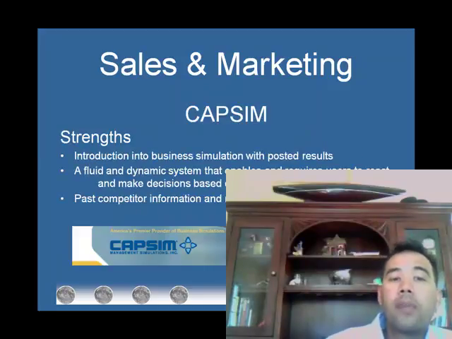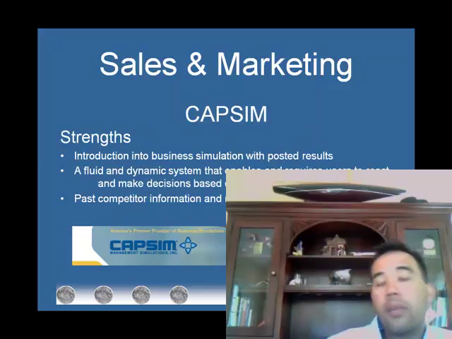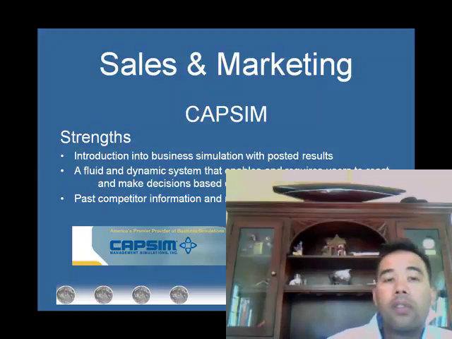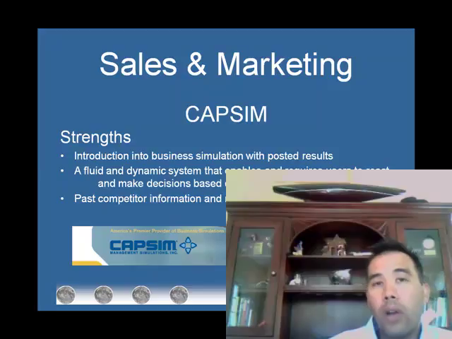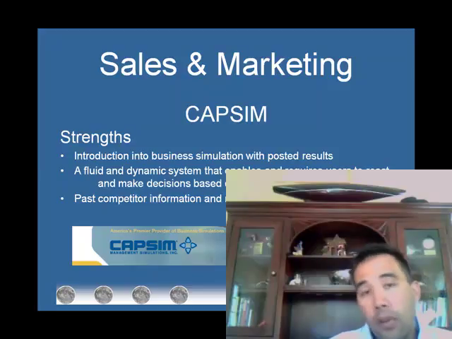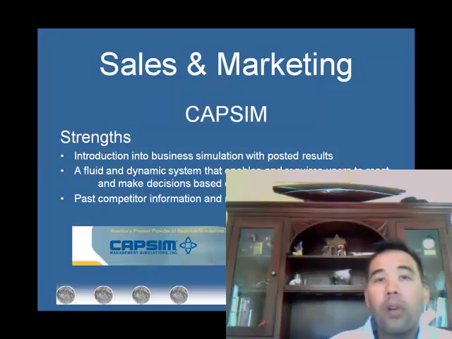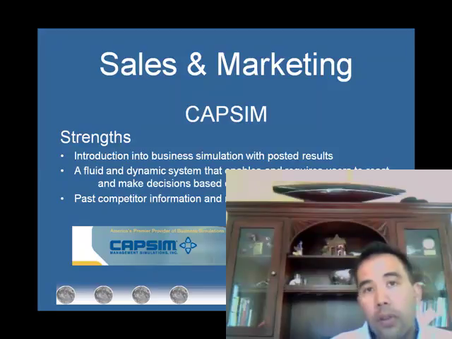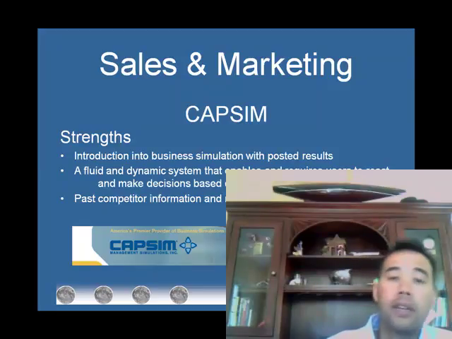The strengths of CAPSIM are introduction into a business simulation with very quick results. We go round by round, so at the beginning of a round we can make our decisions and see the results of those decisions. It's a fluid and dynamic system in which we are not only battling the computer system, but also our competitors, which are our peers in the MBA program. We also can look at past information to help predict future trends and decisions that we're going to make to affect us in later rounds in the simulation.